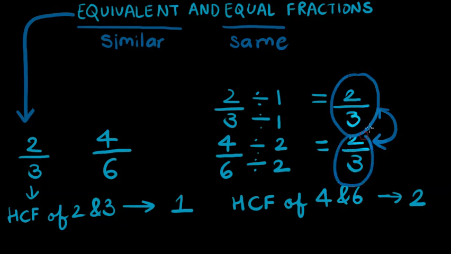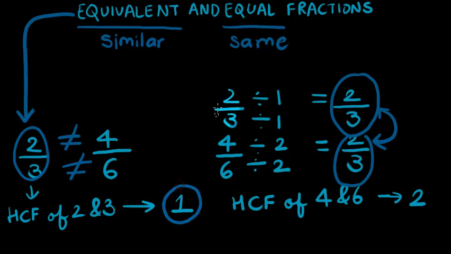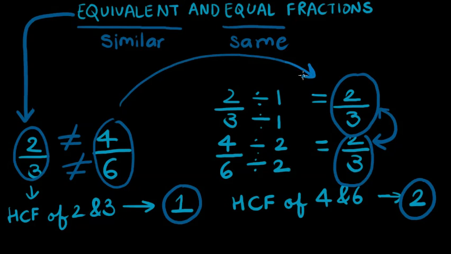So both the numerators are different and both the denominators are also different. When we divide this fraction by its HCF, that is 1, and when I divide this fraction by the HCF of the numerator and the denominator, which is 2, I get the same answer. So these are equivalent fractions.